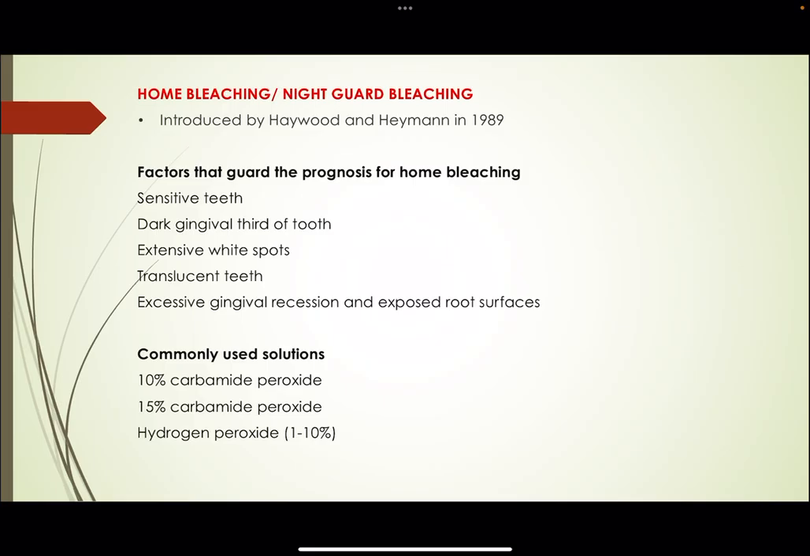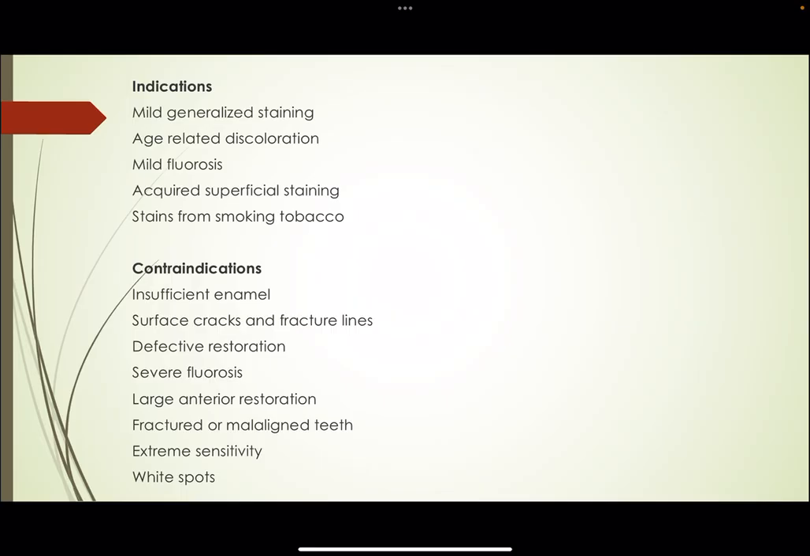Home bleaching or night guard bleaching was introduced by Haywood and Heymann in the year 1989. Factors that guide the prognosis for home bleaching are sensitive teeth, dark gingival of the tooth, extensive white spots, translucent teeth, excessive gingival recession and exposed root surface. Commonly used solutions are 10% carbamide peroxide, 15% carbamide peroxide, and hydrogen peroxide in the concentration of 1 to 10%.